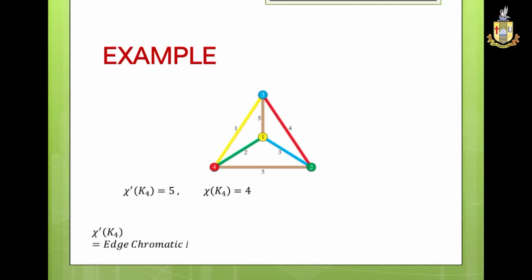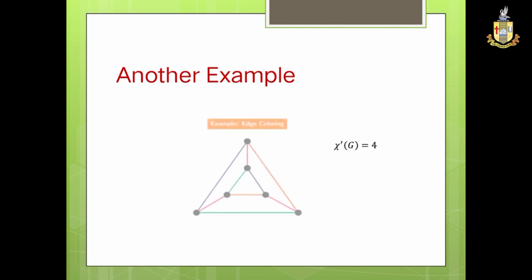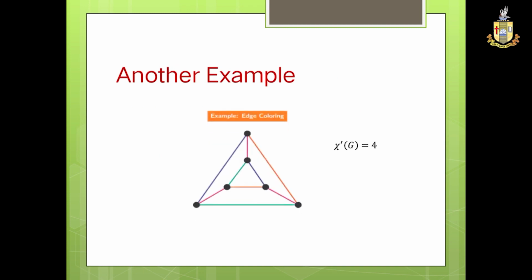Then let us see the next example. In this example, there are 6 vertices and 9 edges. The minimum number of colors needed to color the edges of the graph is 4. Therefore, the edge chromatic number chi dash of G is equal to 4.